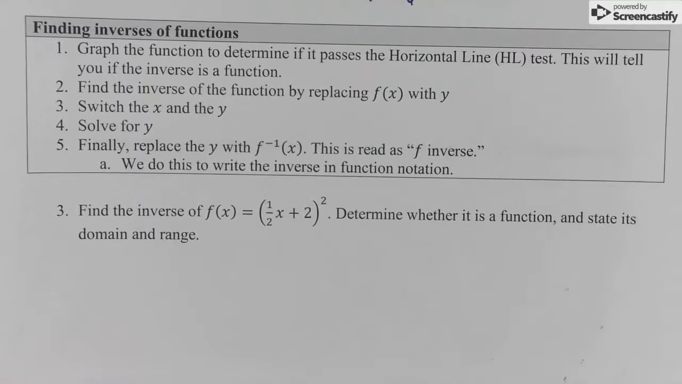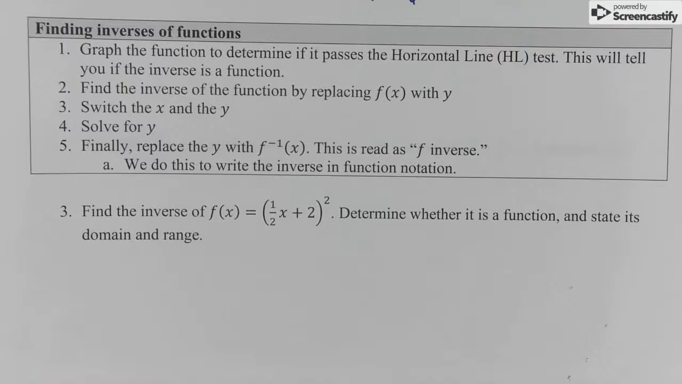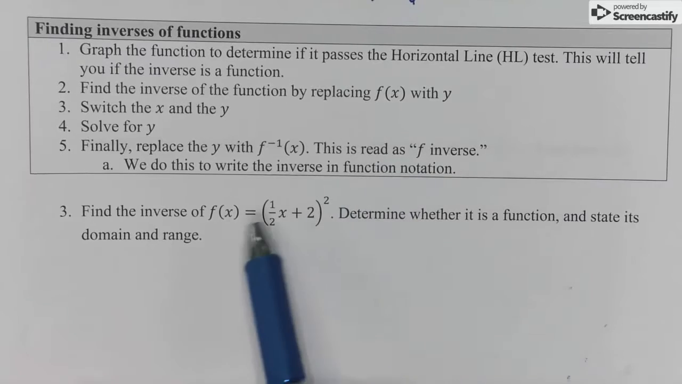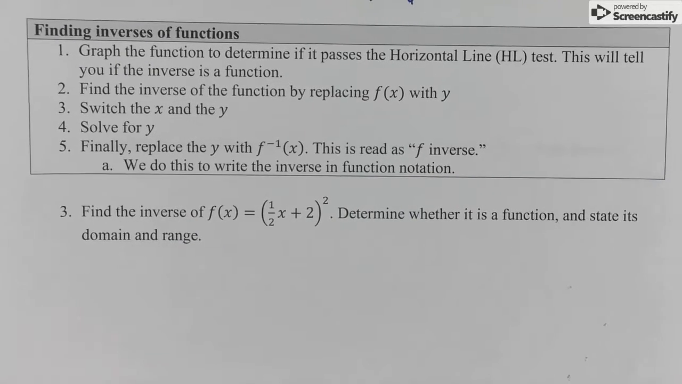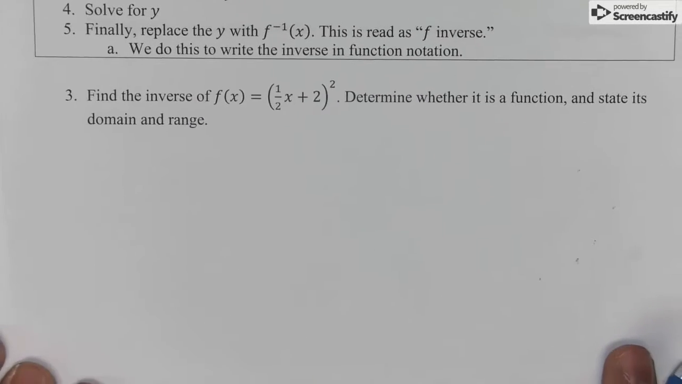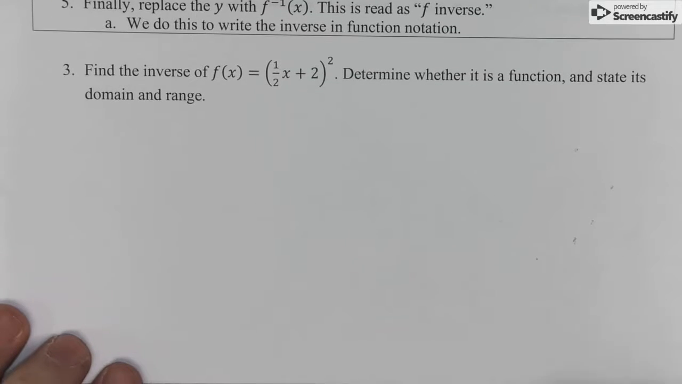The second thing, we would find the inverse of a function by replacing f of x with y. Then we'll switch our x and y, and then we'll solve it for y. And then finally, we'll replace the y with f inverse x. And we do this to write it in inverse notation. So let's look at example 3.